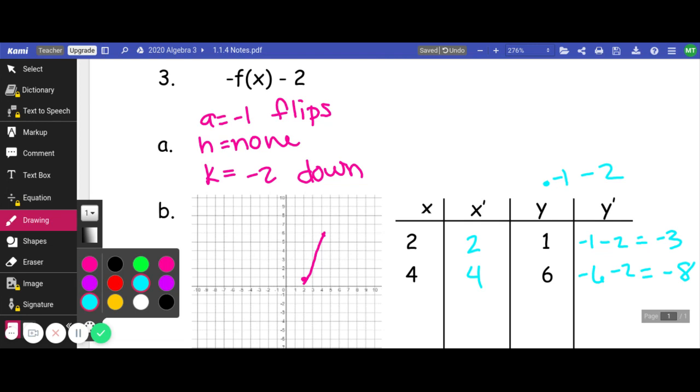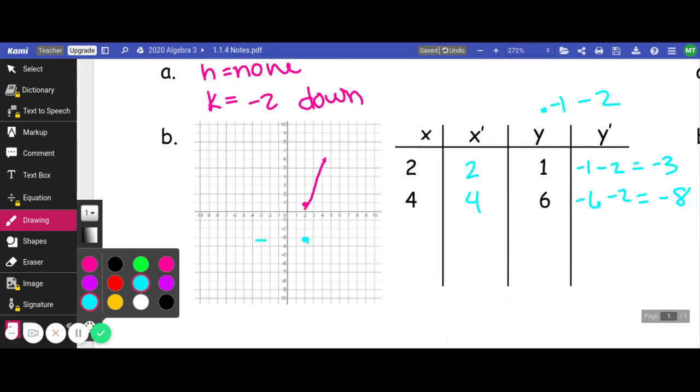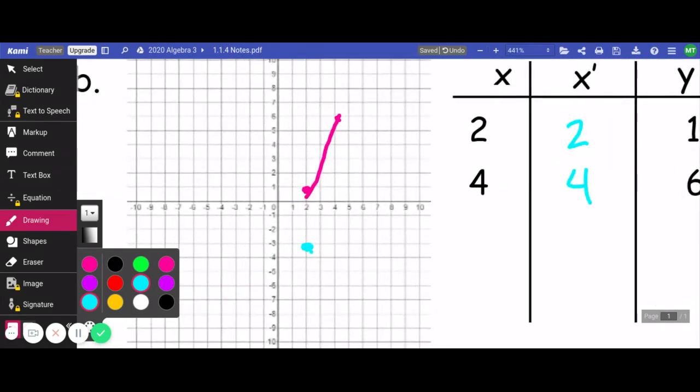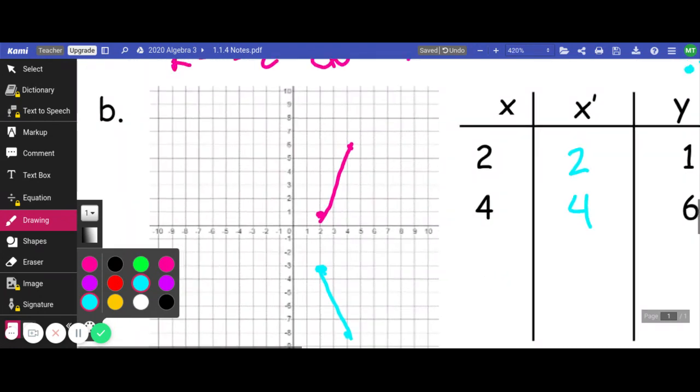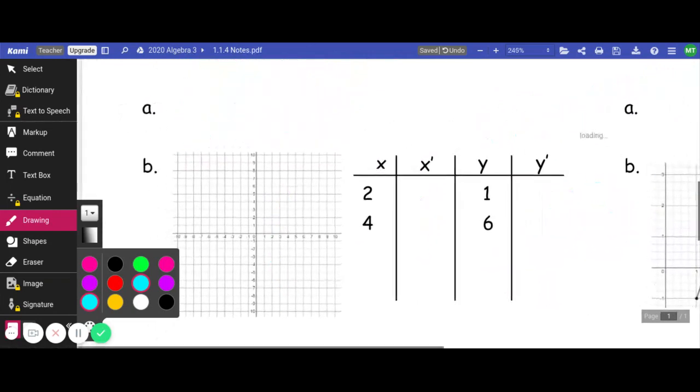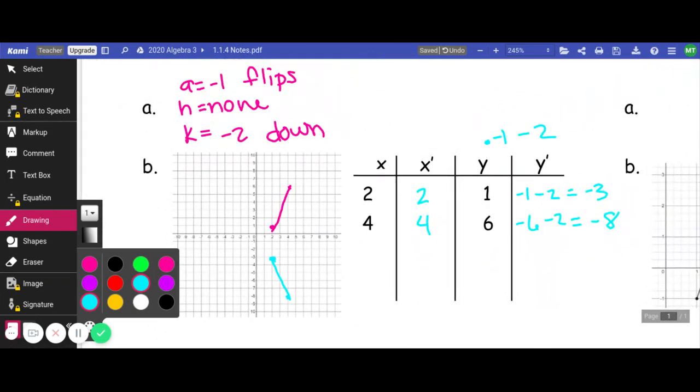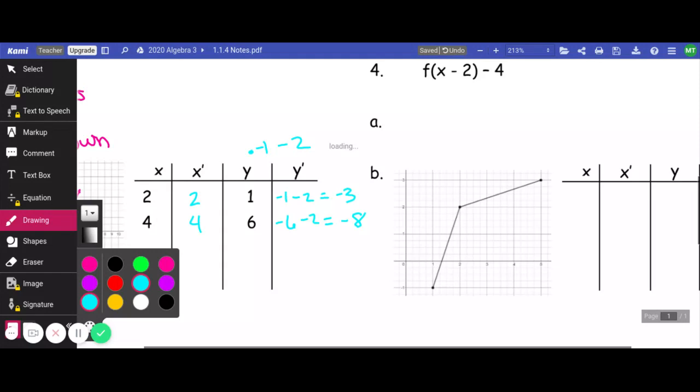So 2, negative 3. And then 4, negative 8 is down here. So do you see it flipped? And it moved down 2. So that is how we do A's and K's with the Y's if you have both of them in your graph. Okay, so now you are going to see this type in your worksheet.